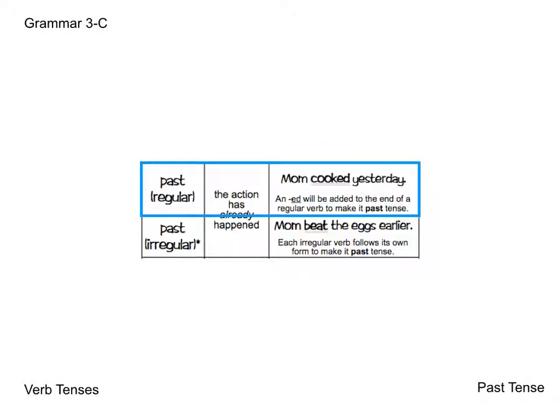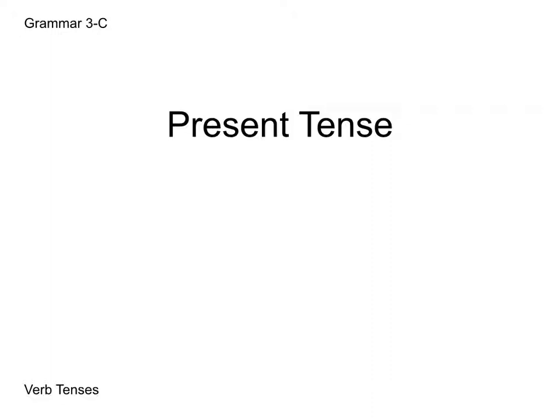We have Mom cooked yesterday. Notice this is regular past tense. We only add ed to the end of the word to make it past tense. Now, let's look at irregular. Here we have Mom beat the eggs earlier. Notice that you don't add an ed. Each of these words is going to follow its own rule. We have a reference list in the back of this book, so be sure to look at that if and when you need it.